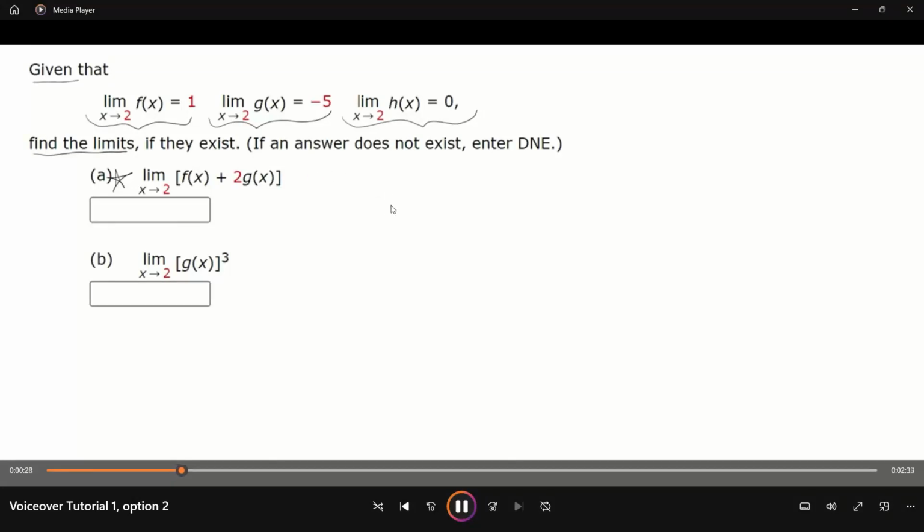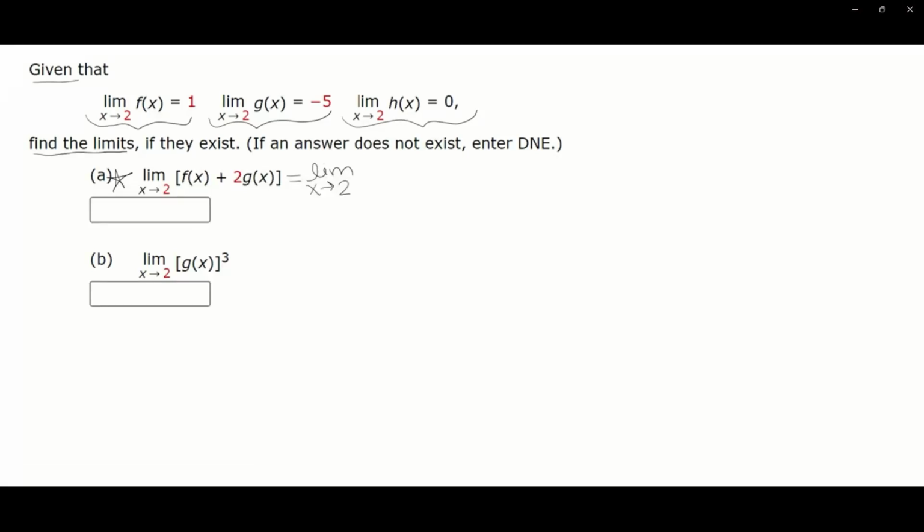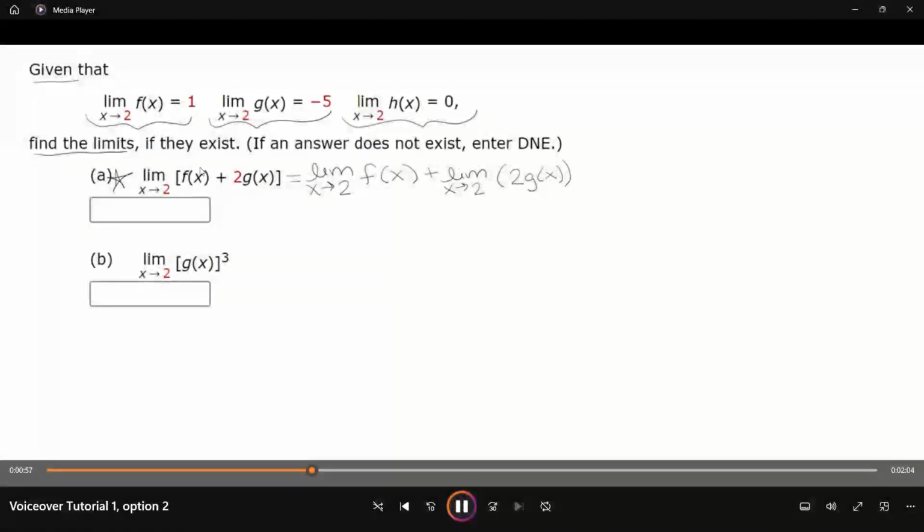The first thing that we're going to do in solving this problem is actually rewrite it. So we're going to rewrite this problem and distribute it. And this is what it's going to look like. So we're going to rewrite it as the limit of f of x as x approaches 2 plus the limit of 2g of x. And all we did here is we distributed this limit into the parentheses. This is the exact same equation.